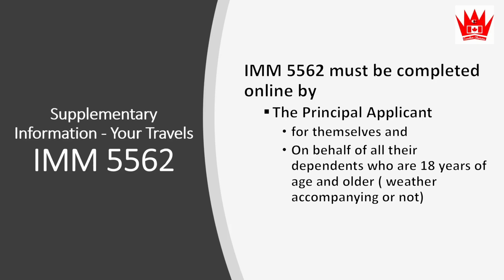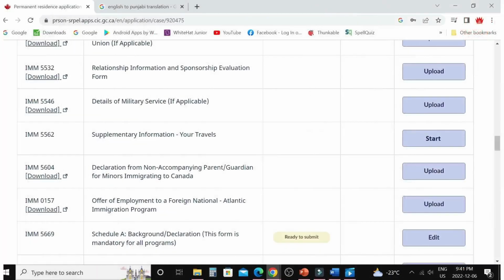Next form is supplementary information, your travels, IMM 5562. IMM 5562 must be completed online by the principal applicant for themselves and on behalf of all their dependents who are 18 years of age and older, whether they are accompanying them to Canada or not. To start this form, log into your PR portal, scroll down, go to IMM 5562 and click on start.